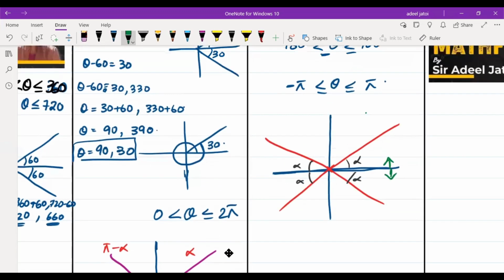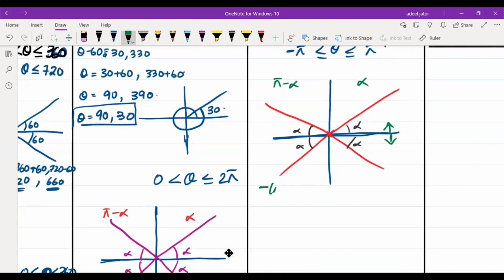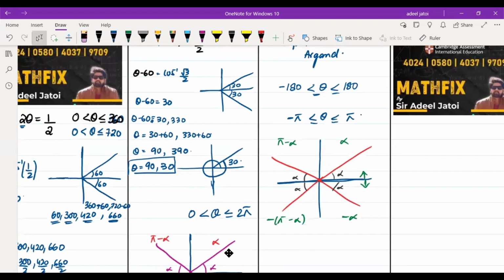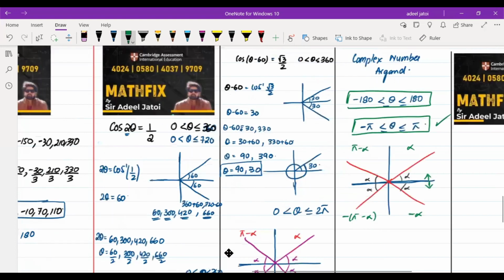So this should be alpha, and this should be pi minus alpha. But in the third quadrant, this should be minus pi minus alpha, because the answer will be in the negative, and this should be the negative alpha. So considering the complex number Argand diagram, in the same way, the quadrants will be taken into consideration with negative to positive pi, or negative 180 to positive 180. Normally, the question is in pi.